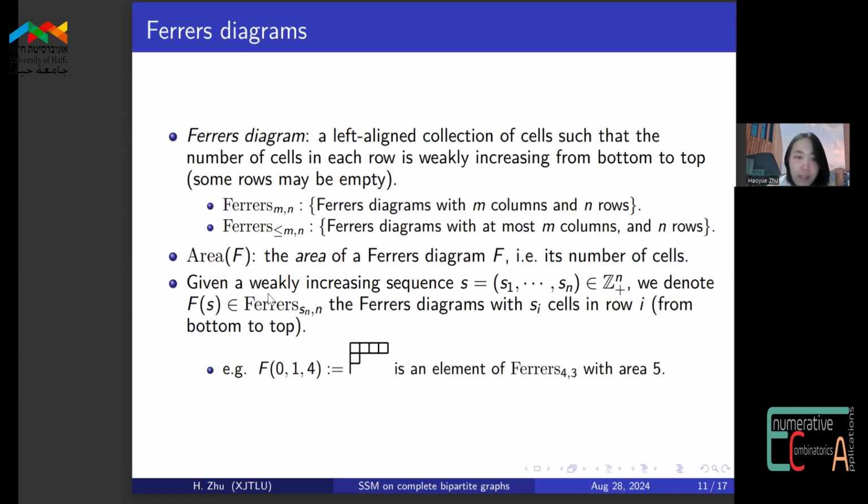So if we have the weakly increasing sequence s from s_1 to s_n, we find the Ferrers diagram F_s if we can find s_i cells in each row i, from bottom to top. Here we have one example. If we have s equal to (0, 1, 4), which means we have 0 cells in the bottom row, and then we have 1 cell in the middle row. Finally, we have 4 cells in the top row, and then we can calculate the area equal to 5.